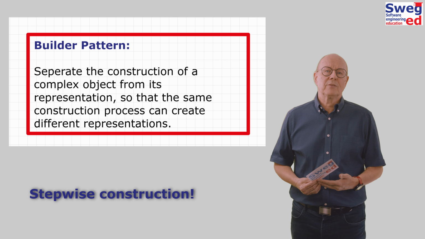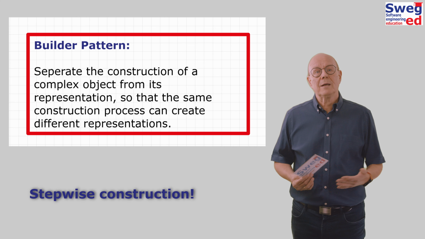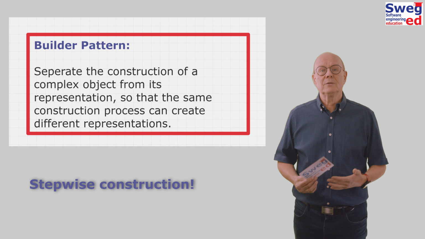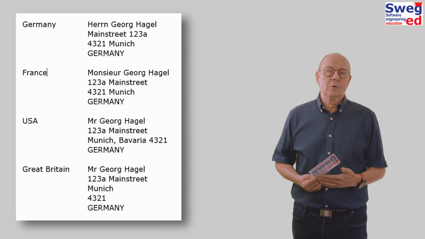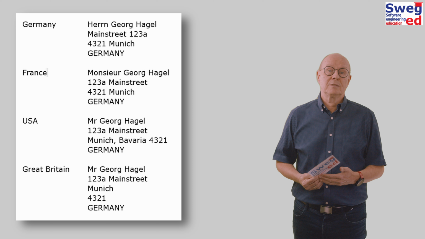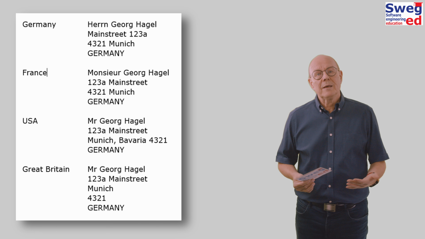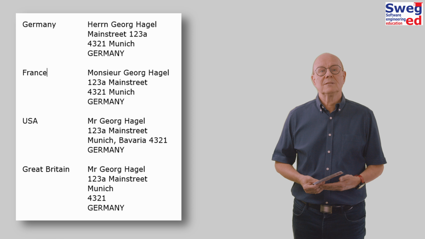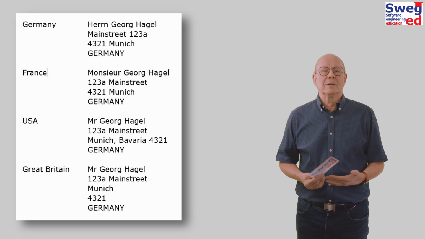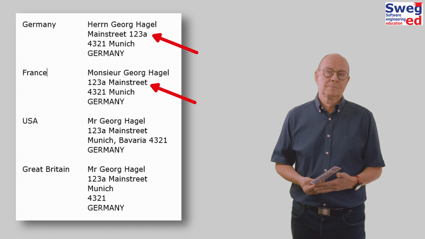Often, building complex objects is divided into steps. For this video, let's look at how addresses in different countries are formatted. Address blocks on letters or packages look different in every country. Here are some examples. You can see that the address information is the same, but each country uses a different order and format. This shows that addresses can have different fields and the order changes.